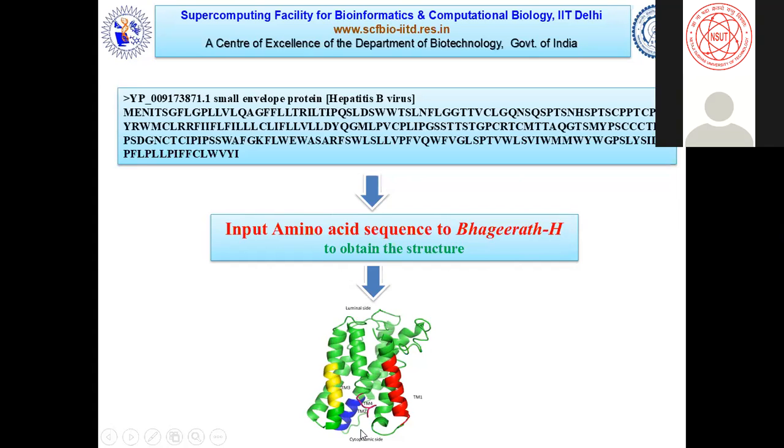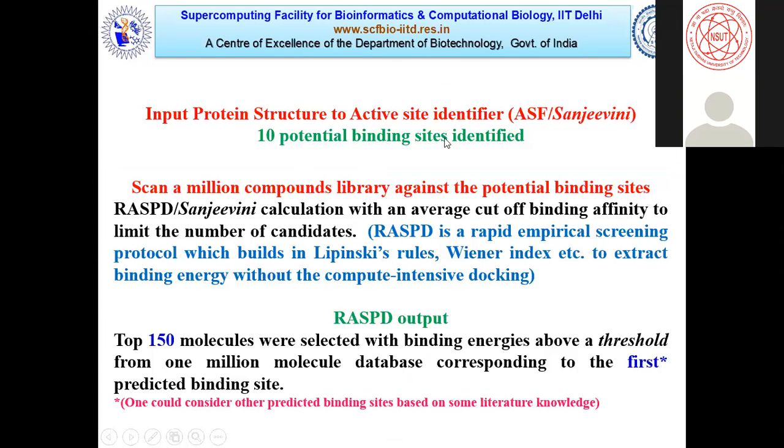Once I have a 3D structure, I start looking for binding pockets on it. Remember, I'm not using any experimental information. I started with the genome, went to the gene sequence, after the gene, I have a structure. Then I'm looking for binding pockets on it. So I identify about 10 binding pockets based on the ASF active site finder of my Sanjeevani software. Once I have the 10 binding pockets, any one of them could be a potential binding site or active site. I'm not using the idea of an active site right now because I'm not using any experimental information. There are potential binding pockets.